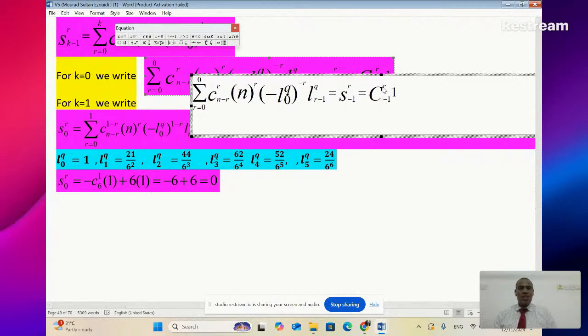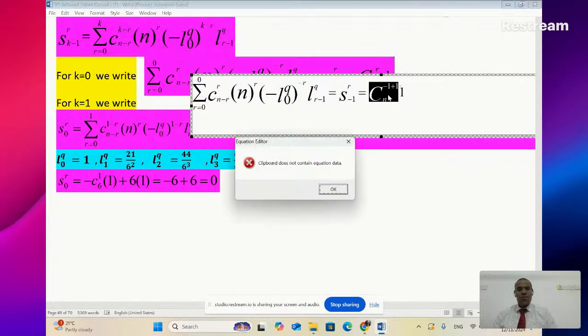I'm going to write it here, and I have to add 1. Minus 1 comes here, Mr. Mourad. Of course, this is n, the highest power of my polynomial. This one is going to be minus 1 plus 1, which is equal to 0, in fact. So it will be combination n choose 0.